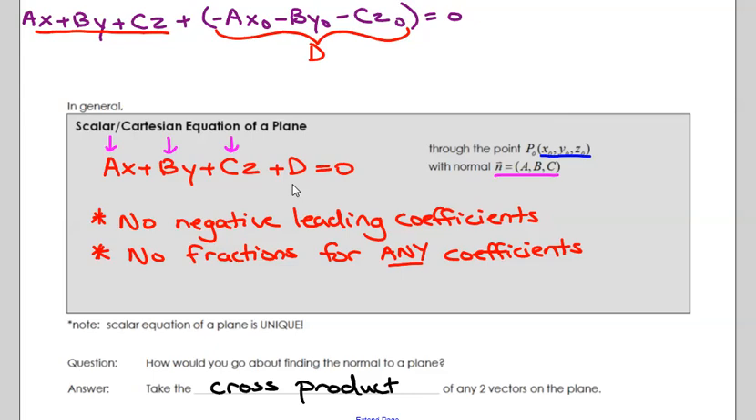Okay, so let's just bring everything to the other side of the equal sign if your x value is a negative. It'll help you to change everything to a positive. Also, again, no fractions and no decimals. You can manipulate all of the numbers to not be a fraction or a decimal by multiplying the entire equation by whatever your common denominator is for all of your fractions. So in other words, no negative leading coefficient, and no fractions.